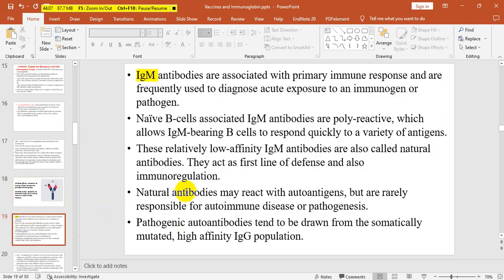Immunoglobulin M, I've explained what it does. That's the first immunoglobulin produced when you have a primary infection or primary response or first exposure to a particular infection.